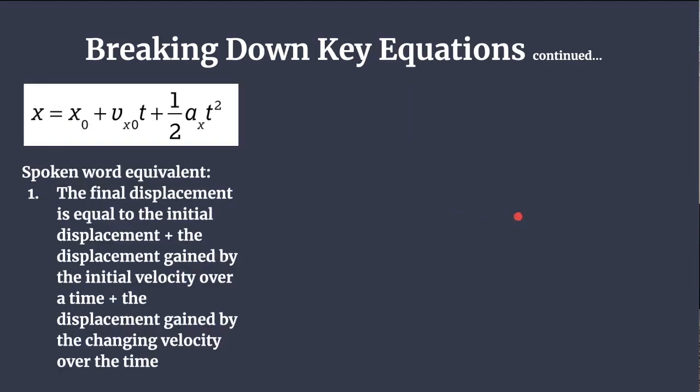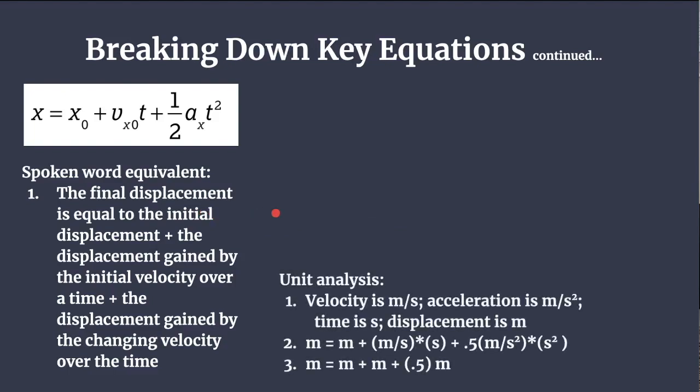This one looks a little intimidating at first glance, but once you recognize that each addend on the right side represents some additional form of displacement, it makes more sense. Units again check out. So now we're looking for final displacement. We start with adding the initial displacement. Then we add the displacement that is gained from whatever the initial velocity is over the length of time we're considering, which is right here.